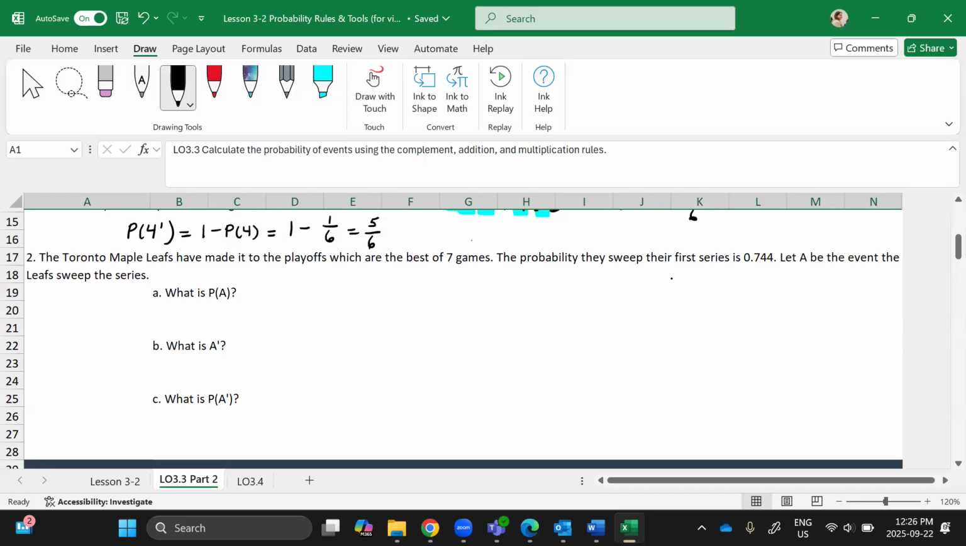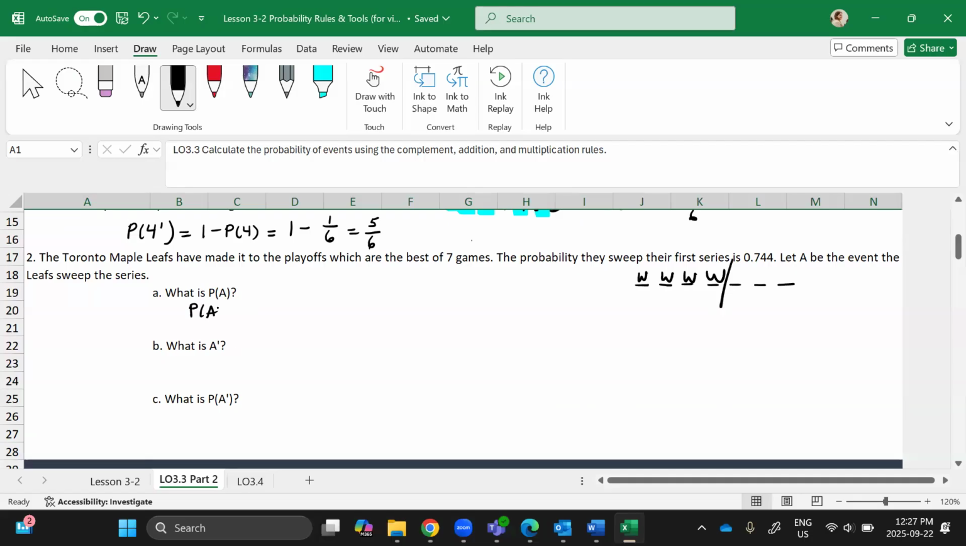So what that means is the teams normally have to play 7 games in a row. 1, 2, 3, 4, 5, 6, 7. Sweeping would be they win the first game, win the second, win the third, and win the fourth, and then they stop. They don't even have to play the last 3 games because they won the best of 7. So if they win 4 in a row, that's what a sweep means. So what is the probability of A sweeping?